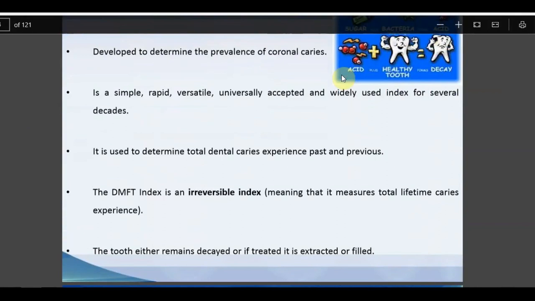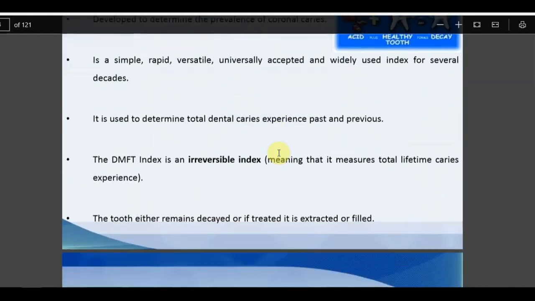It is very simple, rapid, versatile and very universally accepted. It is very easy to calculate. There is not much confusion in it. And it is an irreversible index, as we have seen in the classification of indices. The idea is that it measures caries experience, a term they used. So the filling due to caries and the missing due to caries is what this index measures.